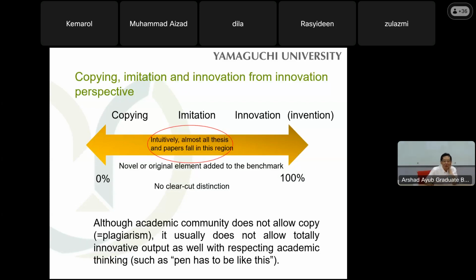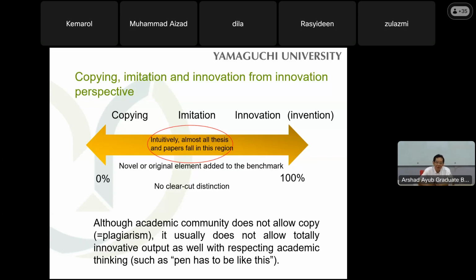And here is a kind of visualization of some interrelated concepts: copying, imitation, and innovation from an innovation perspective. On the left, I map copy. Just imagine copying a paper. No novel or original element.